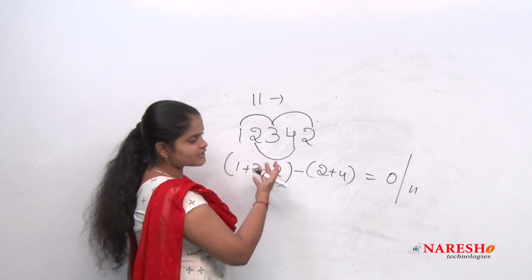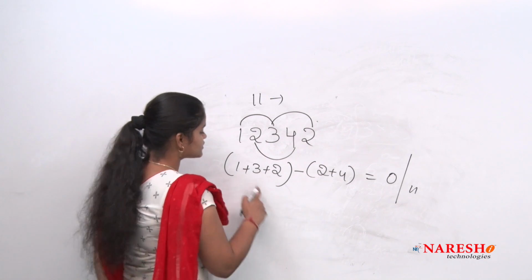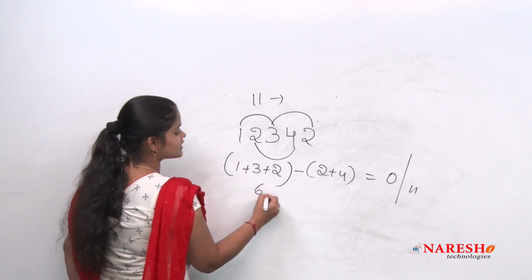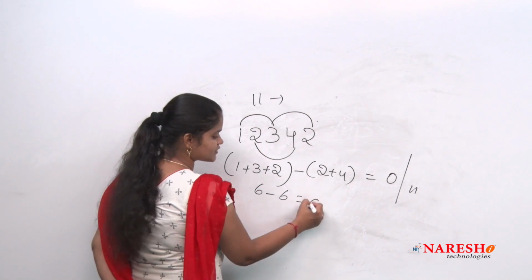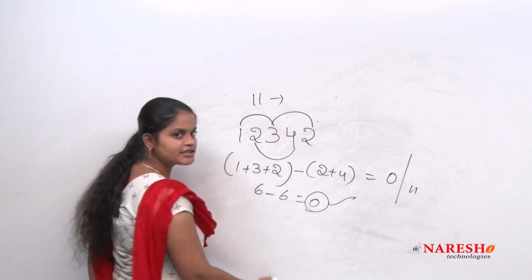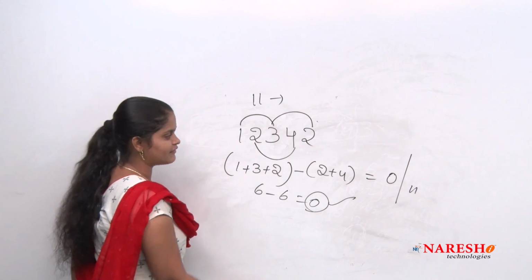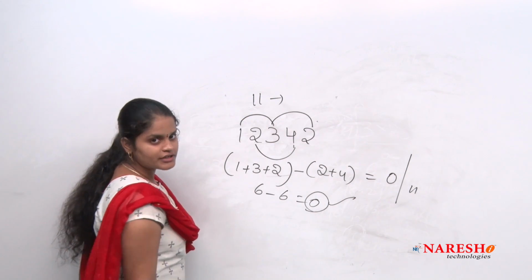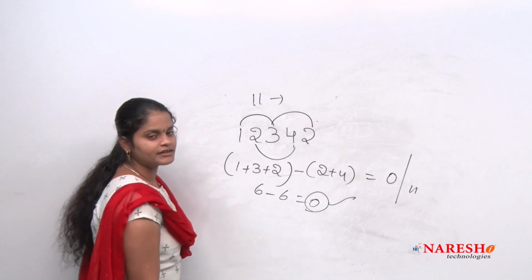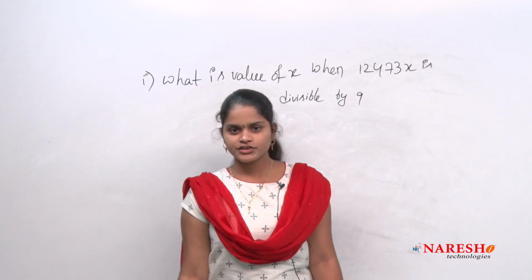So let's check whether this number is divisible by 11 or not. What is it? 6 minus 6 is equal to 0. Yes, it is equal to 0, then the number is divisible by 11. So this entire number is going to be divisible by 11. Okay. Fine, understood divisibility rules.